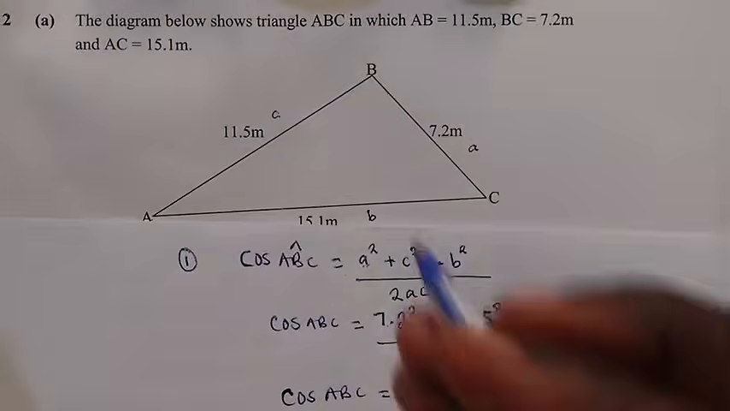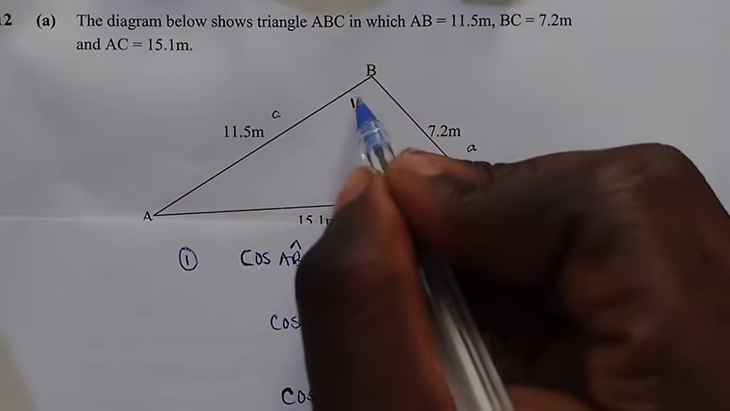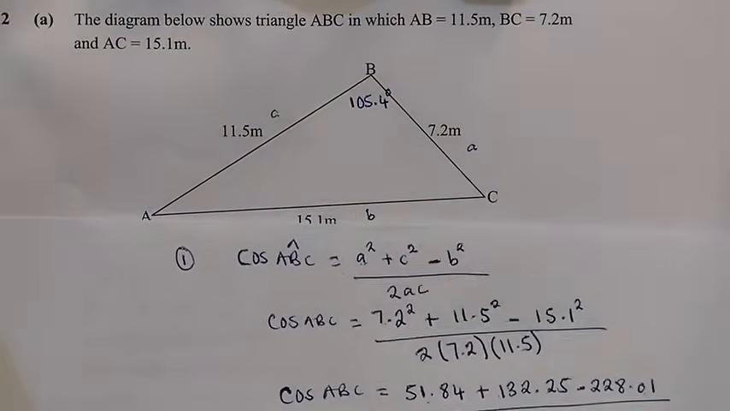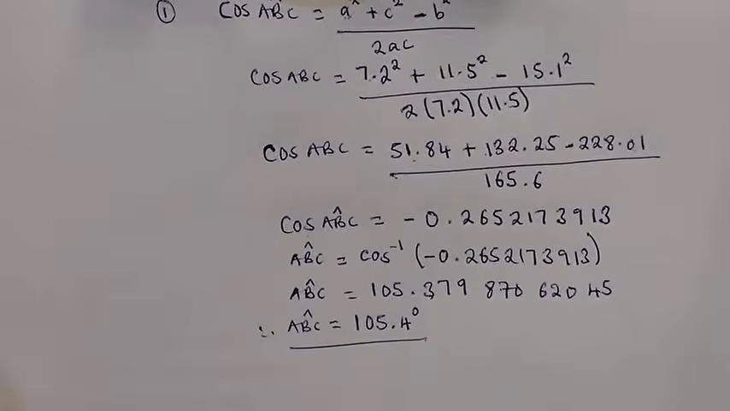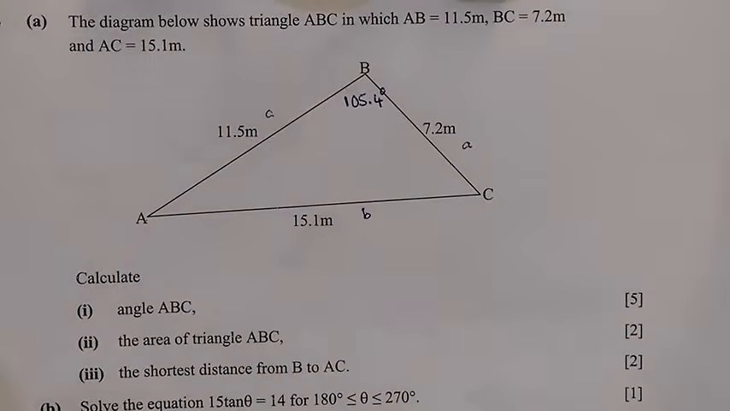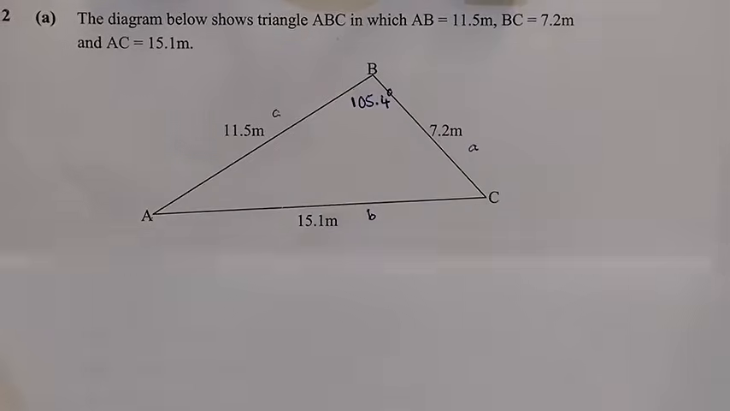So meaning that the angle which was here was 105.4 degrees. So we have calculated for question A1. Let us now look at our question A2. So this is our question A2 right here. Calculate the area of triangle ABC. So we need to find the area of this triangle.